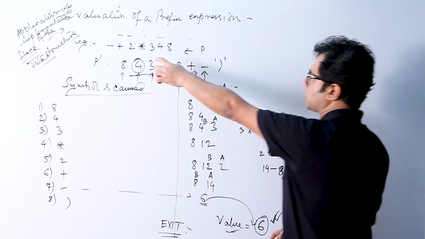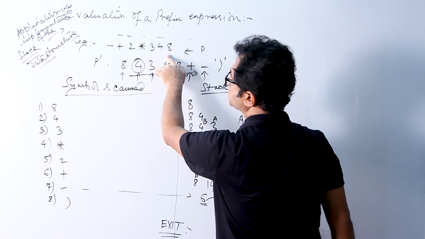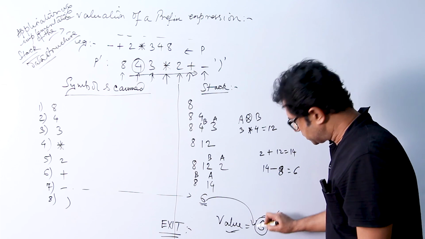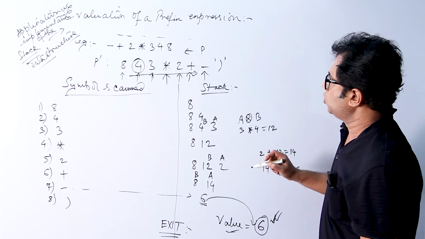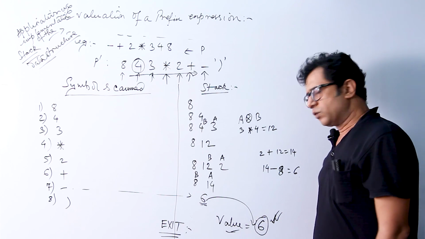Our original problem was minus plus 2 star 3 4 8. This was a prefix expression, and the value of that prefix expression is now determined to be 6. So we have done the evaluation of the prefix expression in this manner.